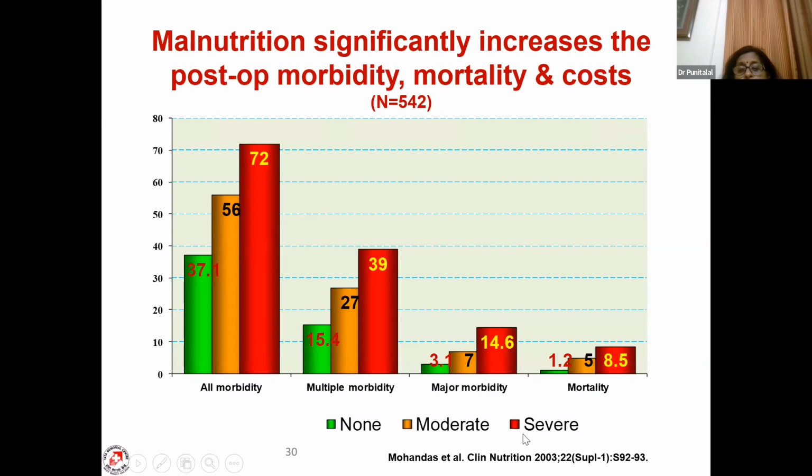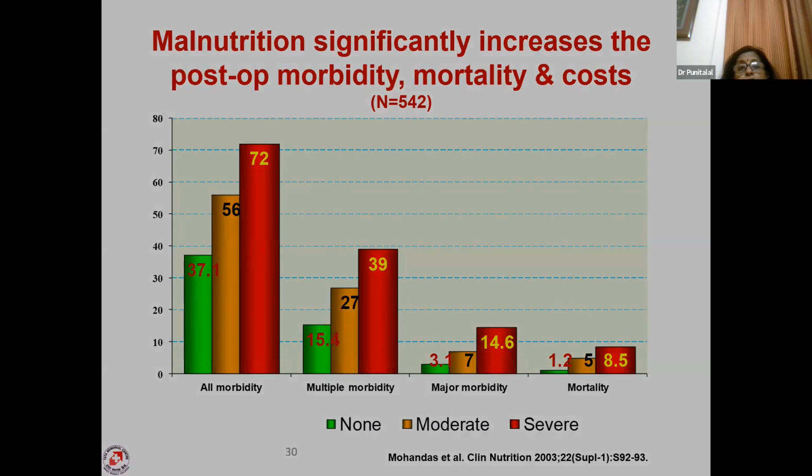Patients who have severe malnutrition are prone to multiple morbidities at the time of surgery. The post-op period can be very turbulent for such patients, and the mortality is, of course, unacceptably high when we are dealing with a patient who has been operated and has baseline severe malnutrition.